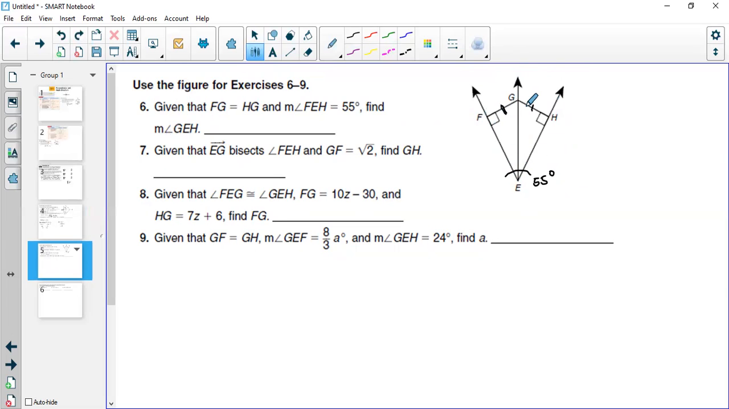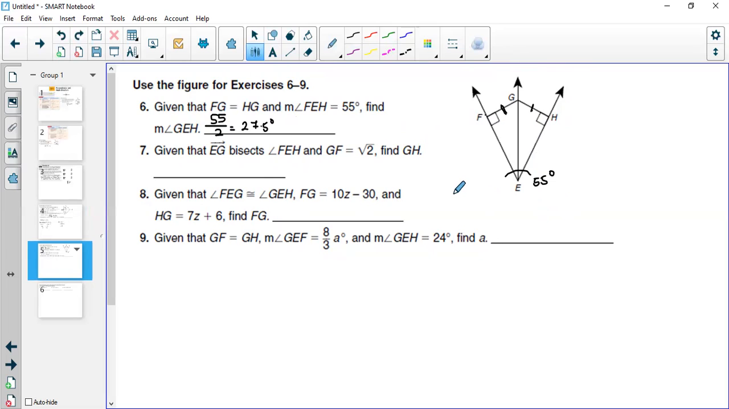So if these two are equal, that means angle FEG is congruent to angle HEG. They both are equal too. If the complete angle is 55, to find out one part, what you need to do? You just need to divide that by 2. So 55 divided by 2 will give you 27.5 degrees. So the measure of angle GEH is going to be 27.5 degrees.